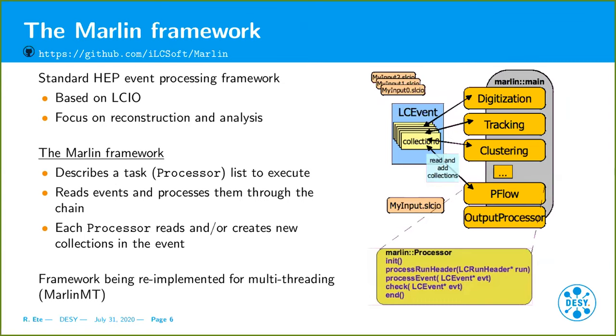We describe a task list, a task being what we call a processor there. These are the little boxes: digitization, tracking, and so on. Then we just read events from the file, process them one after another, and populate the event with new data step by step. Very recently, there was an effort to re-implement this framework towards multi-threading usage. It's called Marlin MT. It was presented at CHEP a year ago.